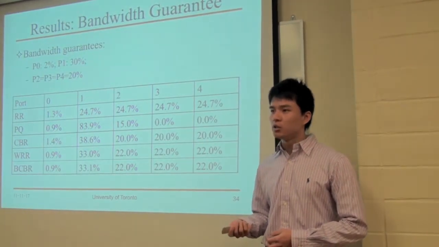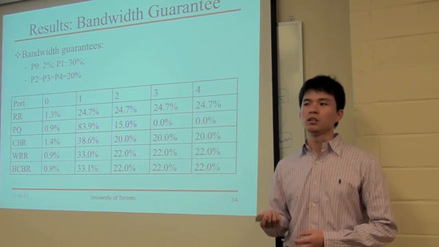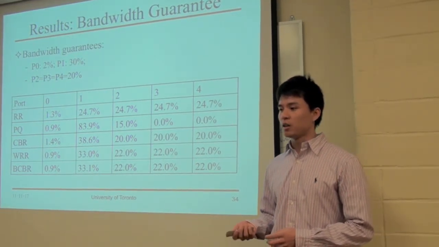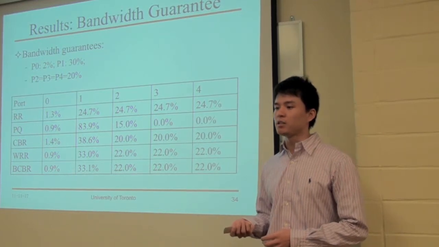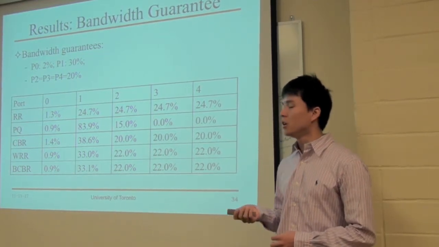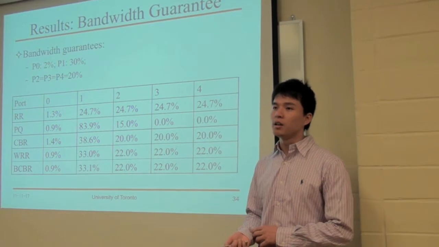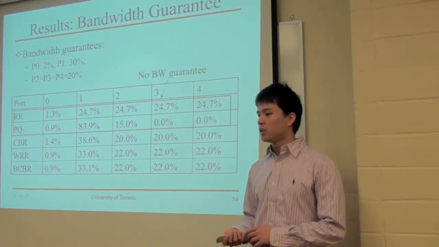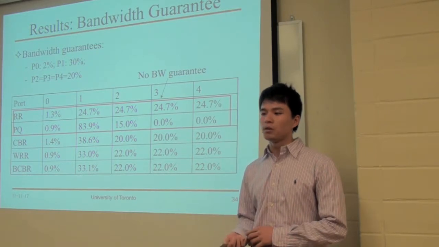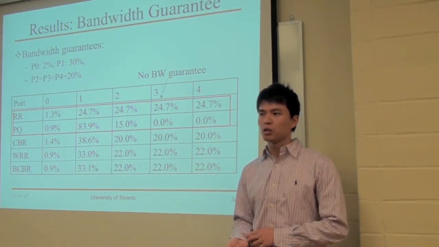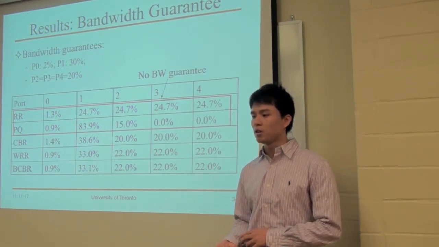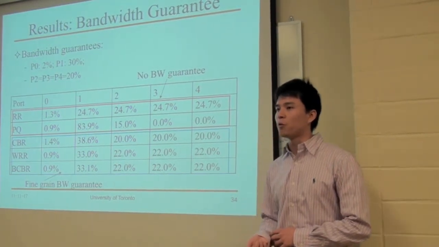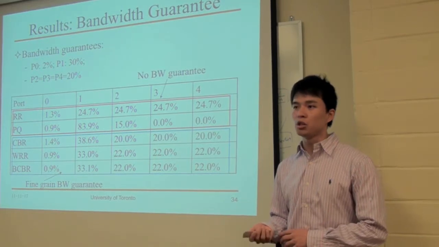We first want to examine if our proposed scheduler can achieve bandwidth guarantee. We set the bandwidth guarantees for different ports as 2% for port 0, 30% for port 1, and 20% for ports 2, 3, and 4. The table here shows that the round robin scheduler and priority queuing scheduler cannot provide bandwidth guarantee, while the CBR, WRR, and BCBR provide fine-grained bandwidth guarantee to each port.